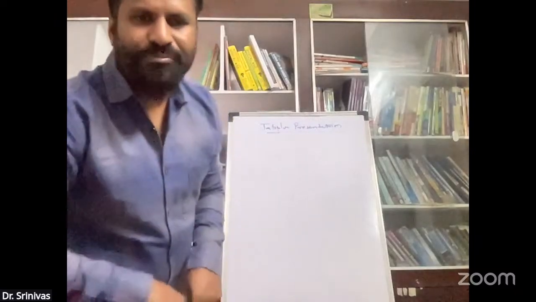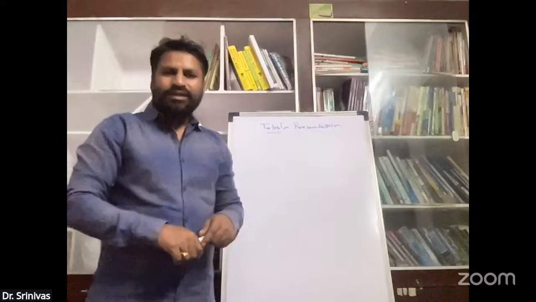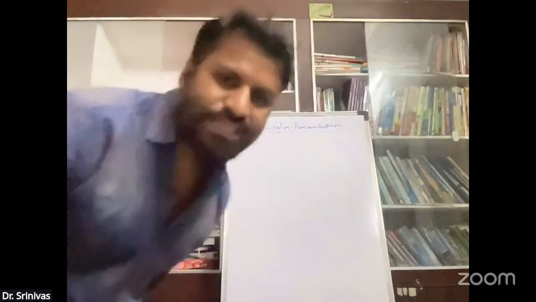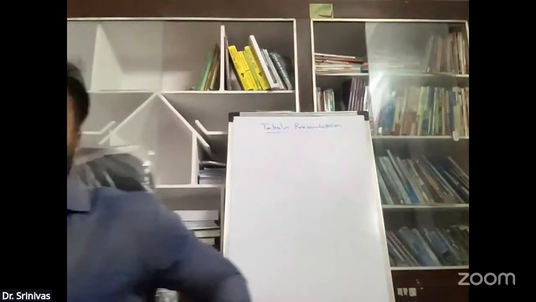And what is the definition of tabulation? Tabulation is the process of presenting the data. Is it clear? Tabulation is the process of presenting the data in table format. That is called tabulation.